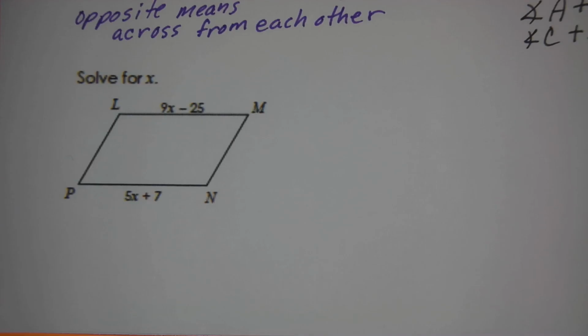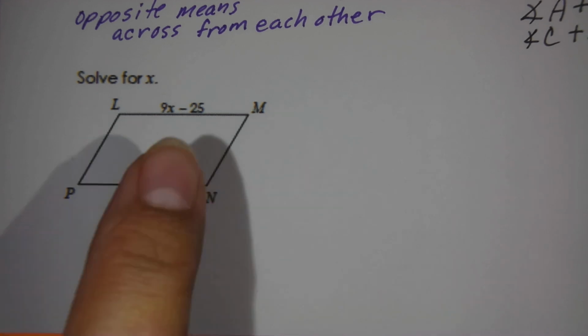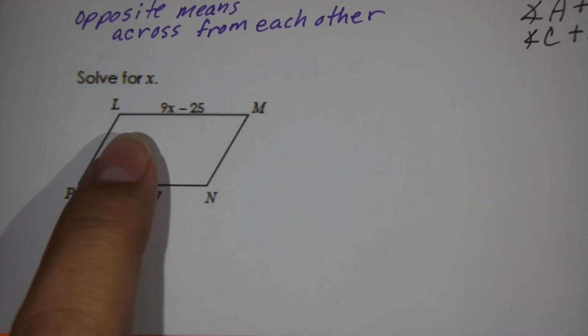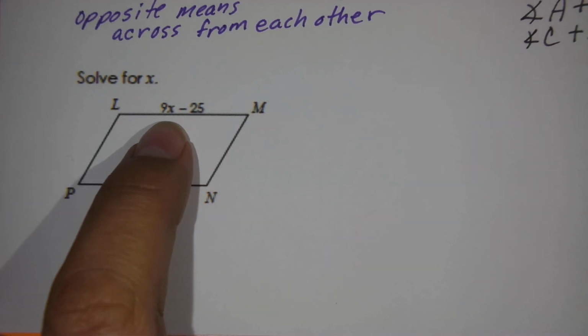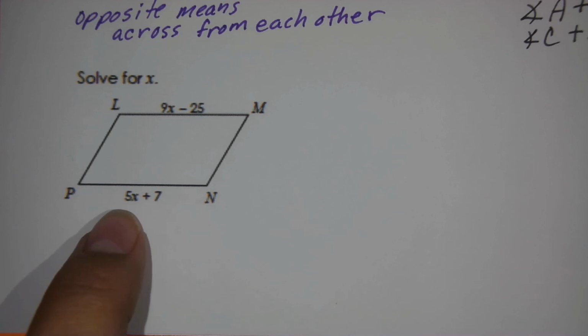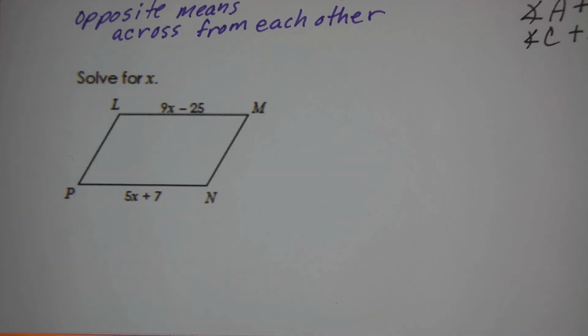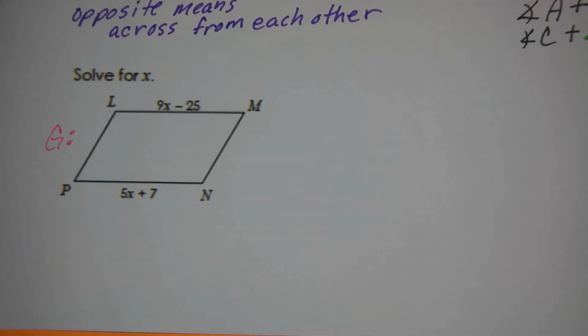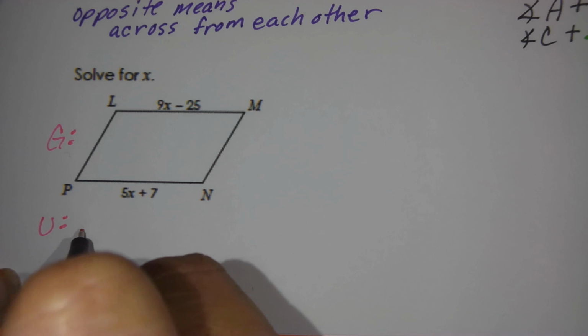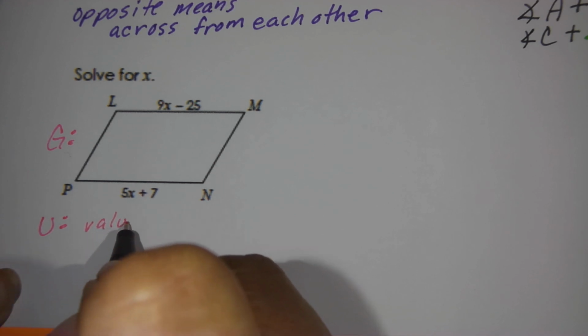All right, so we're going to go ahead and start with a simple solve for x. So one thing we need to know is that LM is 9x minus 25, and then PN is 5x plus 7. So this is our given. We already know that this right here is our given. Our unknown is in the question. So our unknown is the value of x.